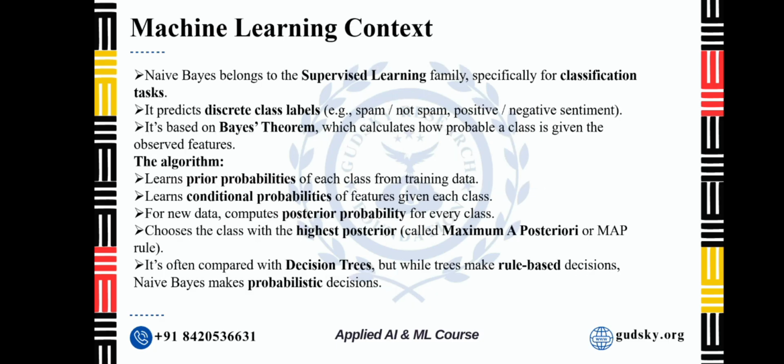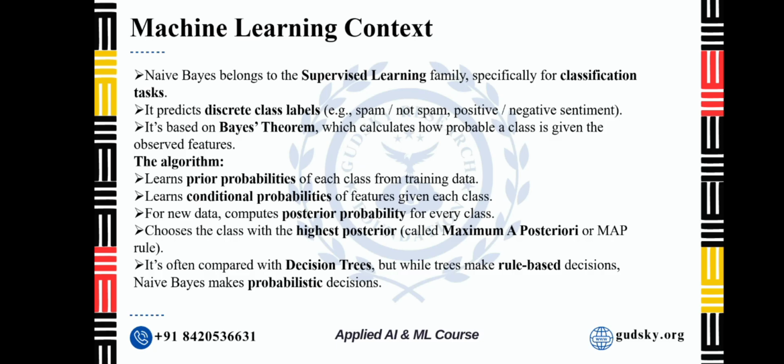If we see the next slide, machine learning context. Now let's place naive Bayes in the broader context of machine learning. Naive Bayes belongs to the supervised learning family, specifically for classification tasks. That means it learns from labeled data, examples where we already know the category or class. For example, if you give the model 1000 emails labeled as spam or not spam, it will learn the probability patterns that distinguish one from the other. Once trained, it can predict the class of a new email based on those learned probabilities.